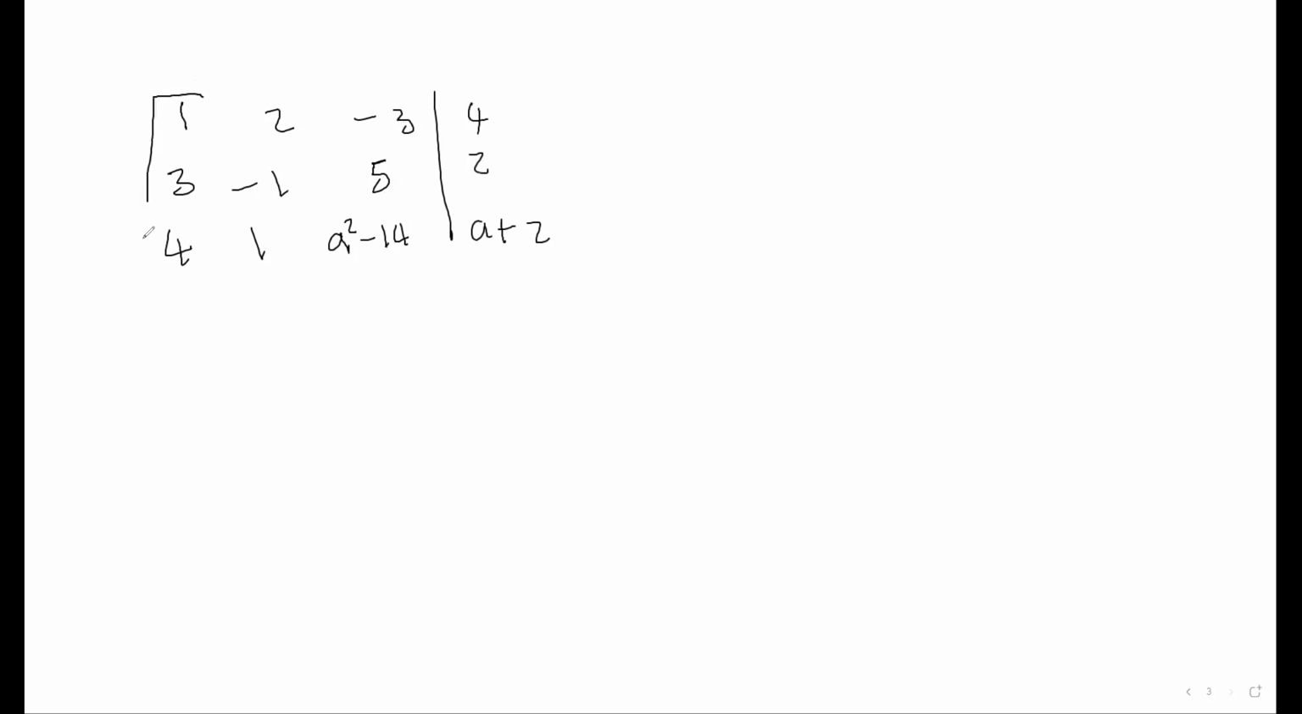So basically, we have this matrix. We need to find the values of a for which this system has no solution, exactly one solution, and infinitely many solutions.